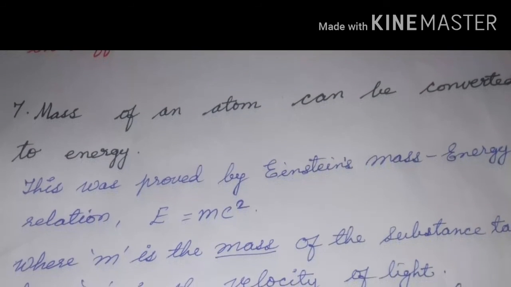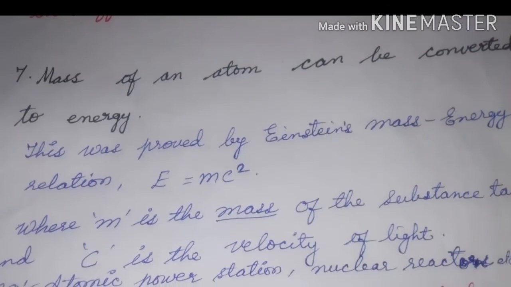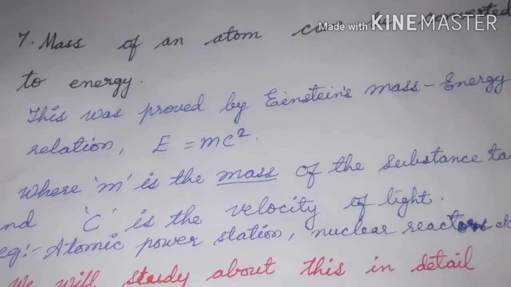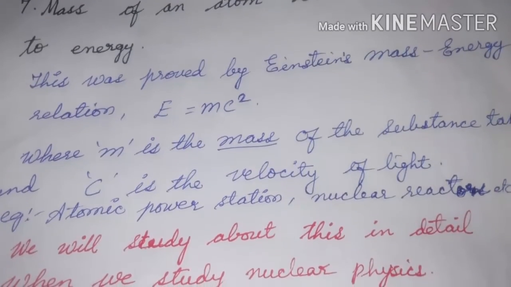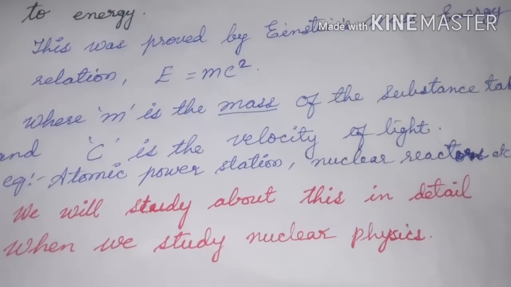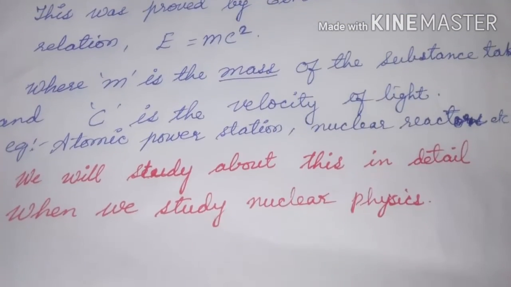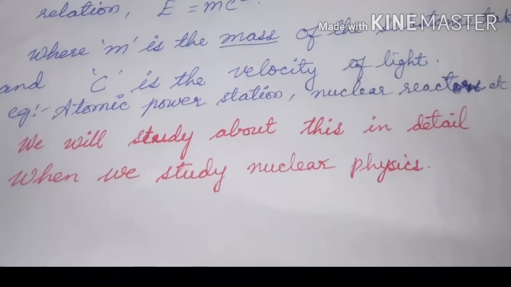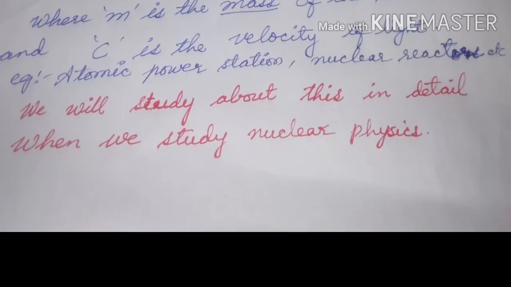The seventh postulate is that the mass of an atom can be converted into energy. This was proved by Einstein's mass-energy relation E = mc², where m is the mass of the substance taken and c is the velocity of light. For example, the conversion of radioactive substance into atomic energy or nuclear energy in the case of atomic power stations and nuclear reactors. We will study this in detail in nuclear physics.